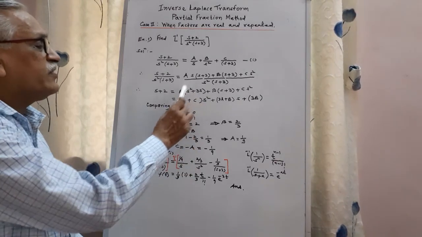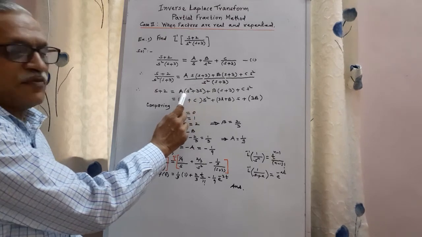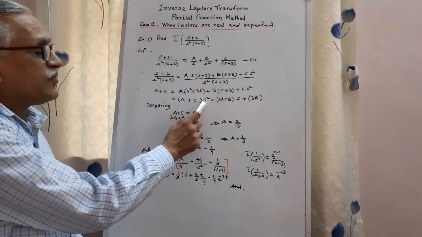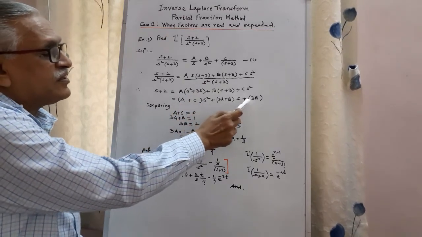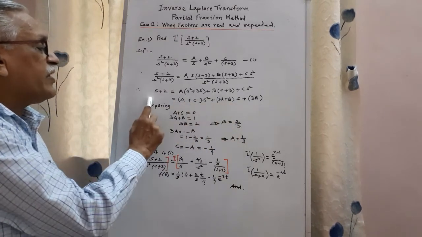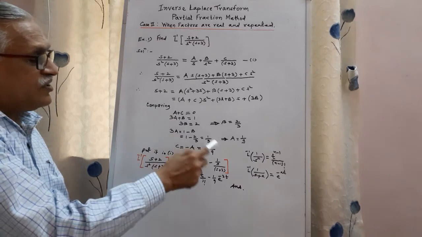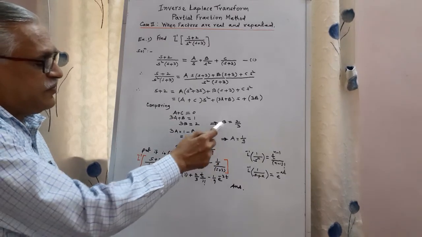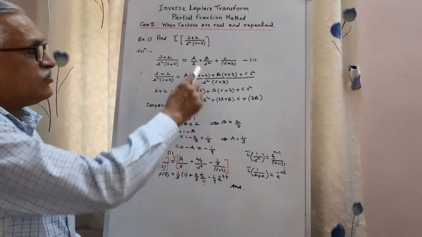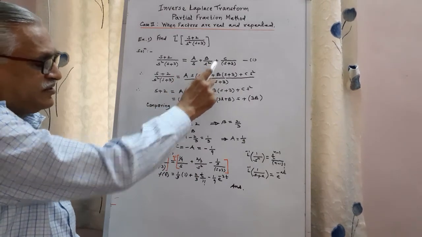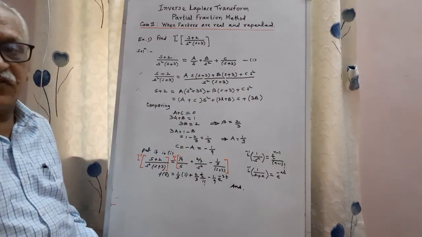Here the important step is this: collecting the terms of s square, collecting the terms of s and the constant term, and then comparing with the left hand side term, and then solving those equations we can determine the values of a, b, c. Whatever those values are, we put them here in equation 1 and then find the inverse.